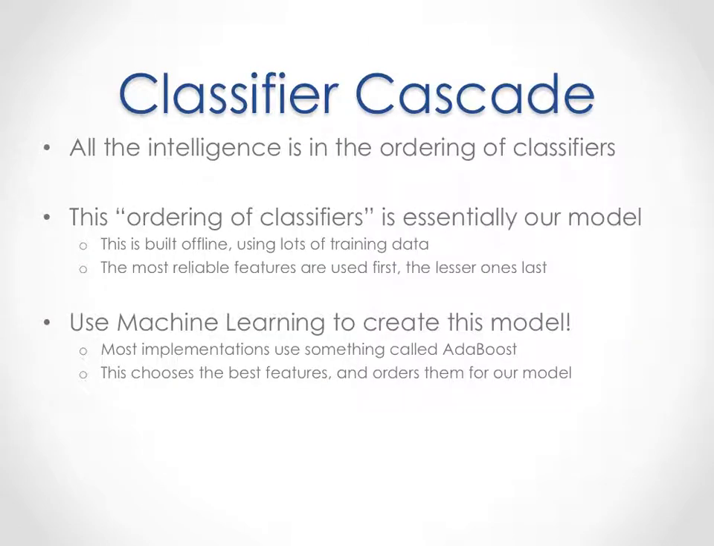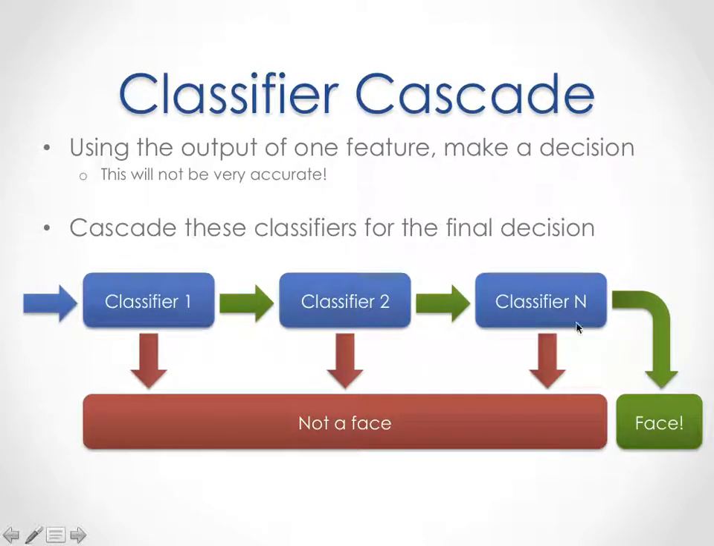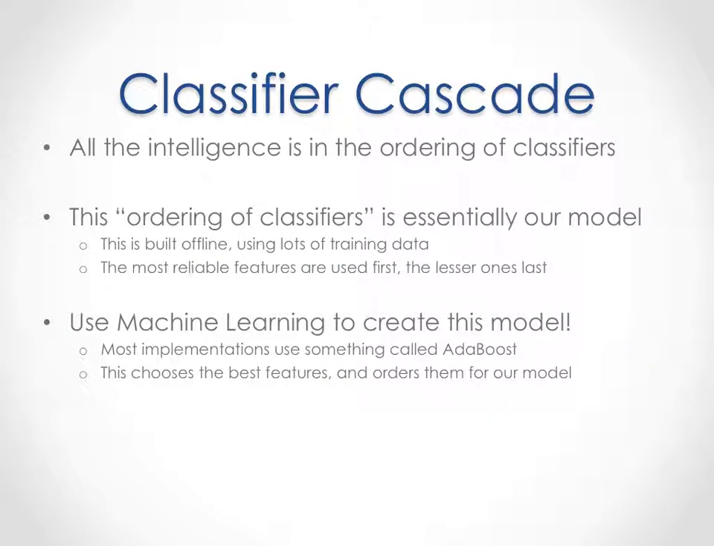And so, all the intelligence is in the ordering of these classifiers, right? Our model that we're learning, using machine learning speak, our model is this ordering of classifiers, where I have N classifiers and I put them in this order, and these are the classifiers that I've chosen to be my yes, this is a face, no, this isn't a face committee. And so the most reliable features are used first and the lesser ones last, and we use machine learning to create our model. What we're going to use is something called AdaBoost. AdaBoost is a neat little technique that allows us to take many, many features and choose only the ones that will work the best and give us a cascade out of them.